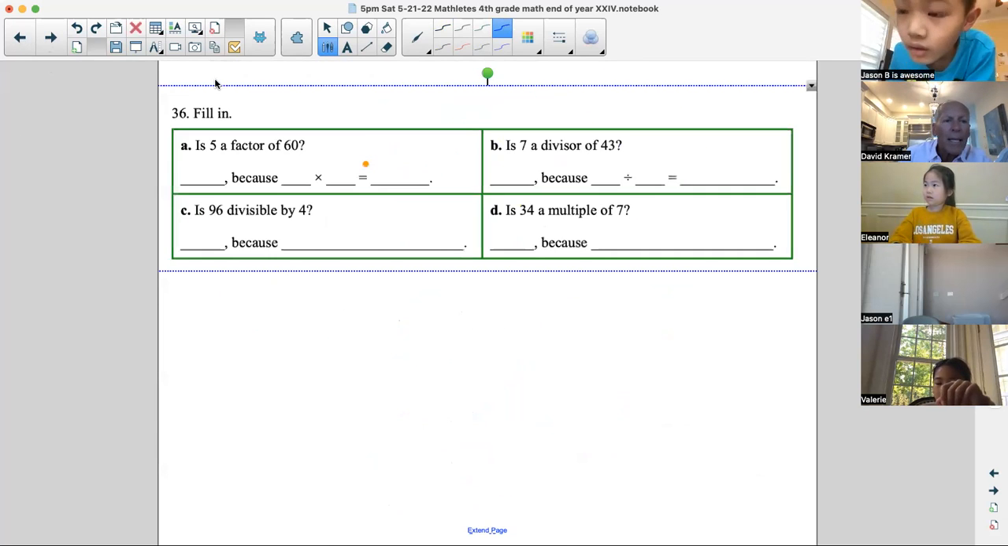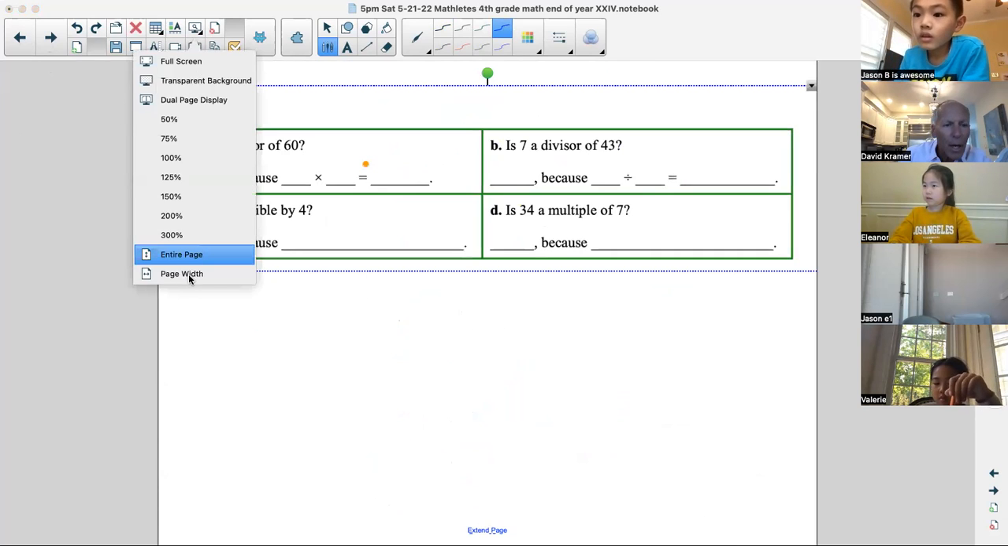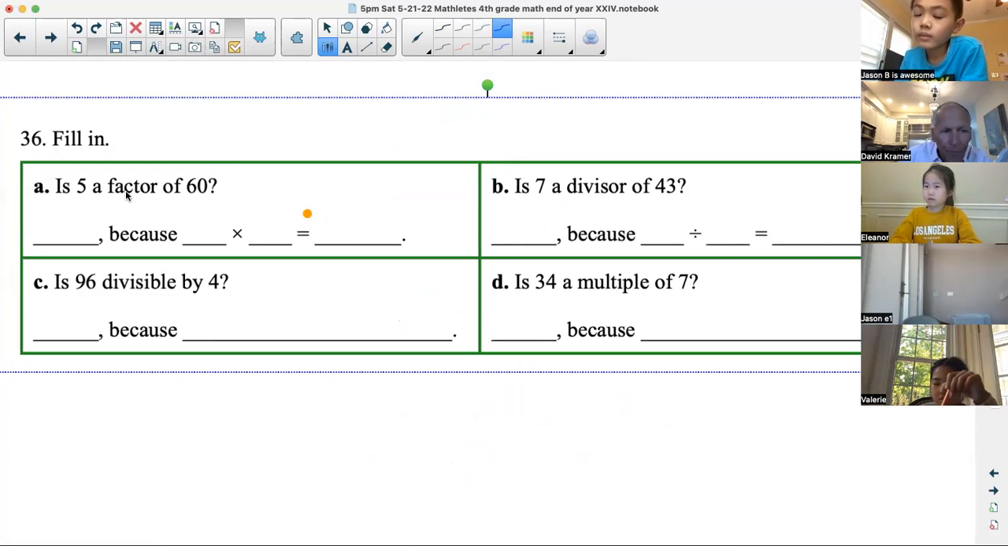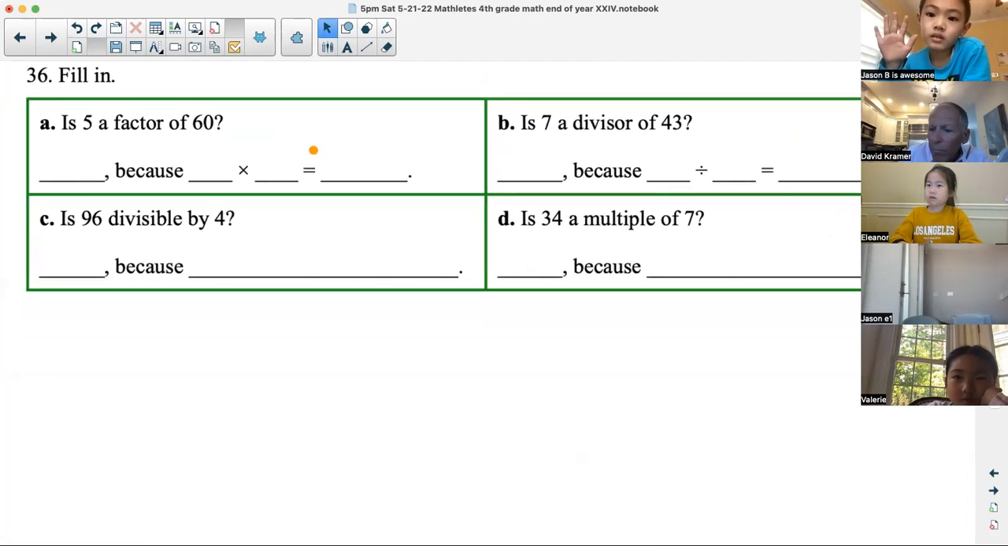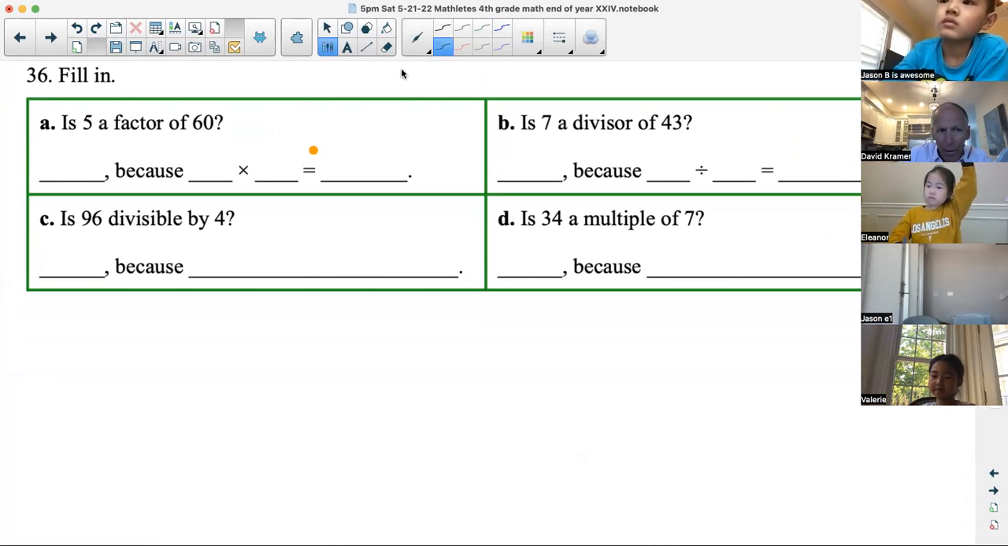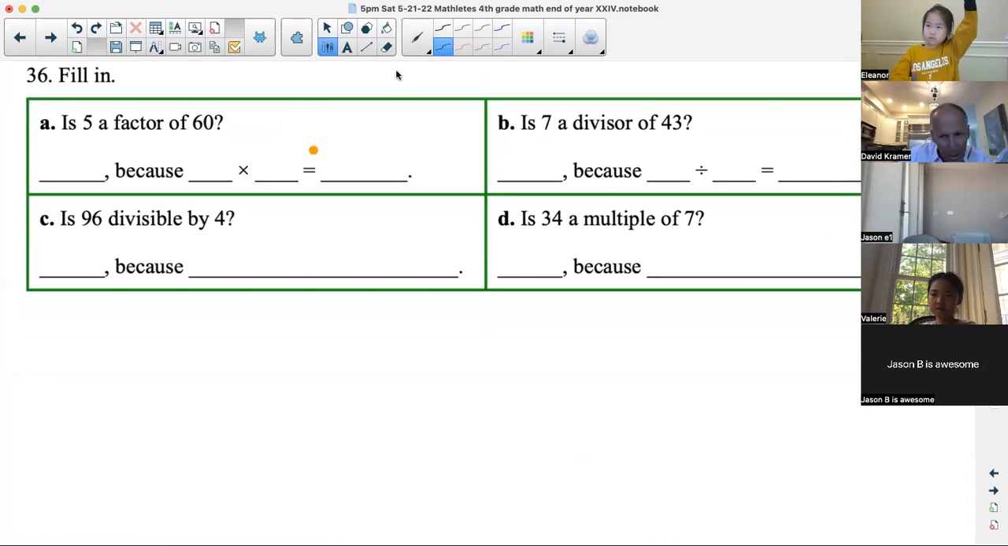So now let's talk about 5. Is 5 a factor of 60? And what we mean to say here, does 5 divide evenly into 60? All right. So Valerie, what do you think about this? Does 5 divide evenly into 60? It's the question. Yes or no?